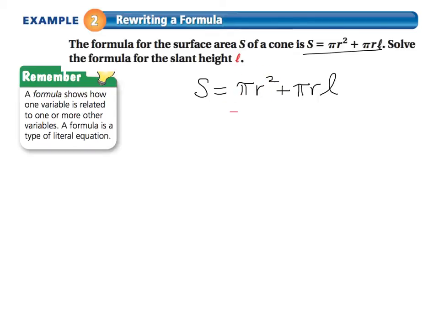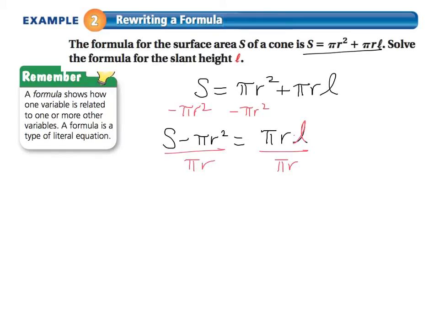So I'm going to use the subtraction property, and I'm going to subtract pi r squared to both sides. So that gives me S minus pi r squared equals pi r times L. But now I want to keep this L here, and I want to get rid of the times pi r. How do you get rid of times pi r? You divide both sides by pi r. So that would give me L, that all cancels, L equals S minus pi r squared divided by pi r.